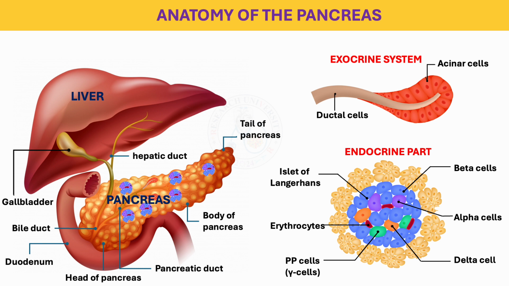And another type of cells are the delta cells. These cells release somatostatin, which is the hormone that inhibits the secretion of both insulin and glucagon, thereby helping to regulate blood sugar levels. Together, the coordinated actions of these hormones regulate blood sugar levels and ensure the proper functioning of the metabolic processes in the body.